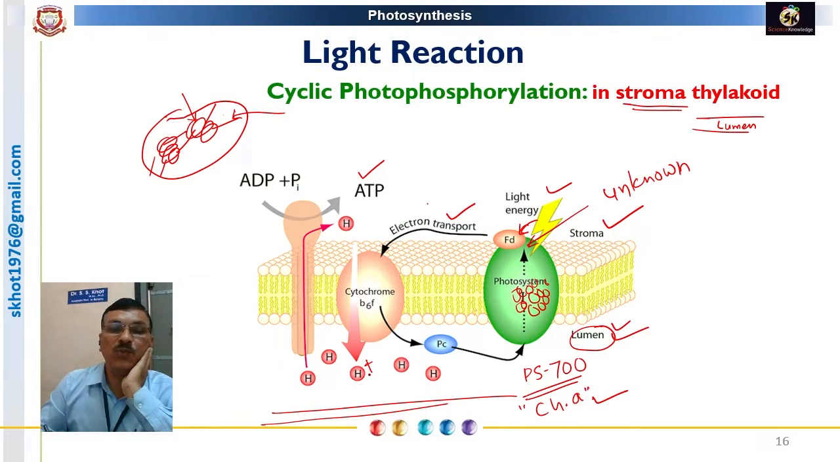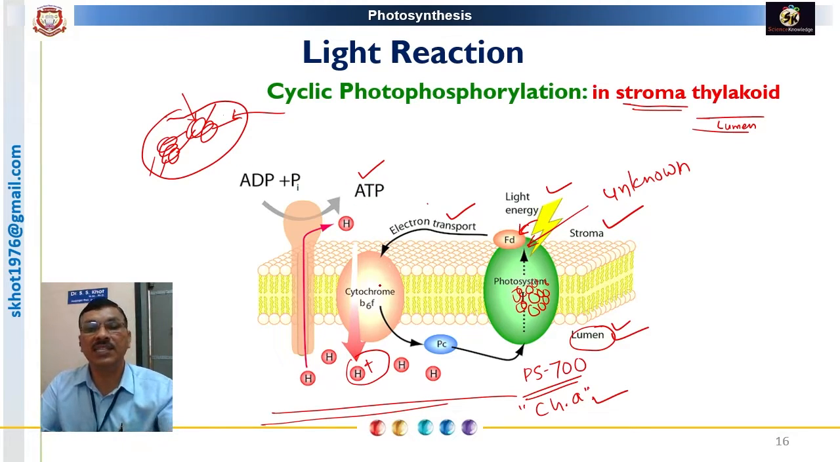So addition of proton to the lumen is equivalent to the synthesis of ATP. This reaction, which is coupled with the ATP synthetase molecule, produces ATP. In this process, when two electrons are emitted, one ATP molecule is synthesized.